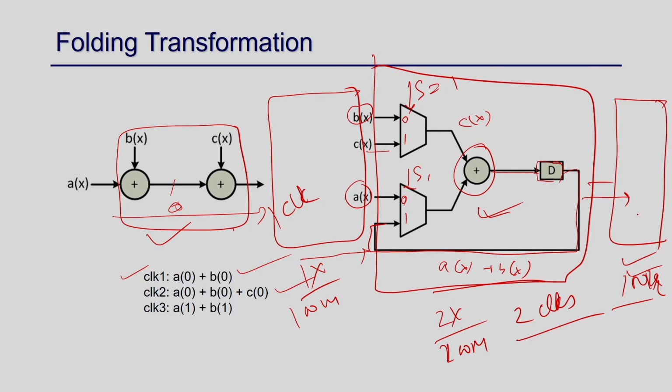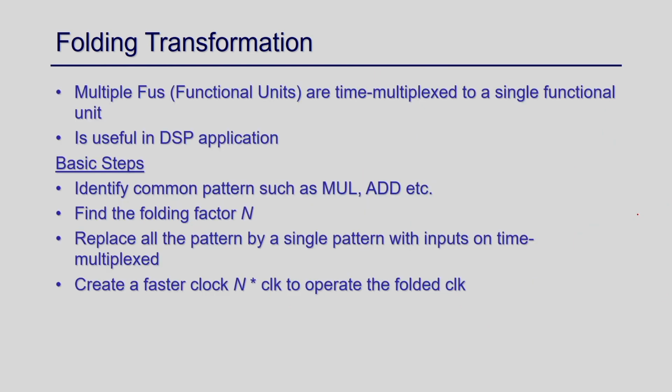So when you do the folding transformation, what we usually do is identify the common pattern, identify the folding factor, meaning how many copies there are, create the folded circuit, and then run the folded circuit at n times the clock speed, so that the interface remains unaltered. Okay, so that is the idea. Usually for DSP applications, folding is very useful, because in DSP there are many such repeated instances.